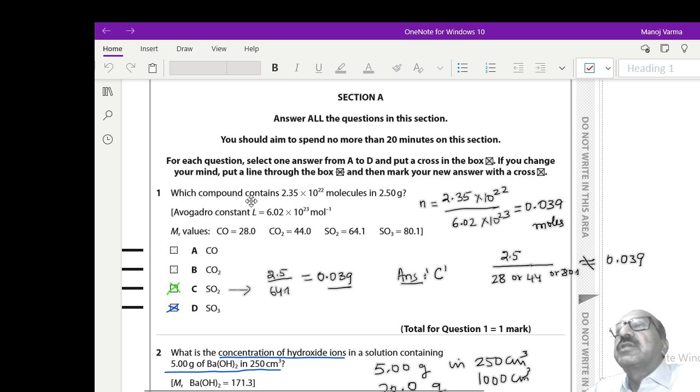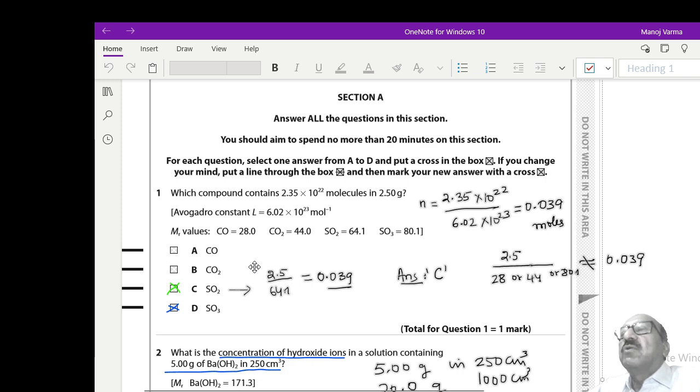So the first question is a multiple choice question. Which compound contains 2.35 into 10 raised to 20 molecules in 2.50 gram? The Avogadro constant is given, 6.02 into 10 raised to 23 per mole. The MR values are given: carbon monoxide 28, carbon dioxide 44, sulfur dioxide 64.1, and sulfur trioxide 80.1. So what is the answer?